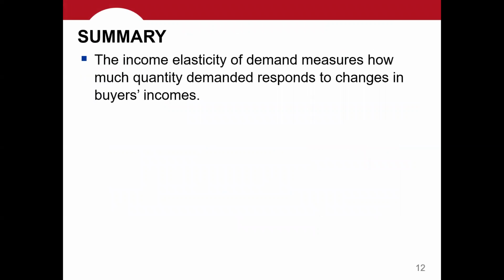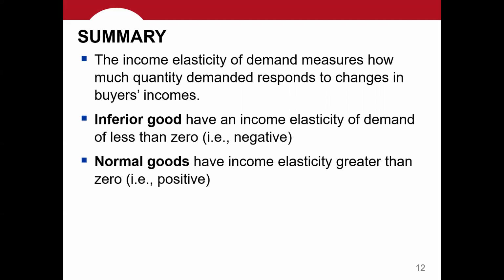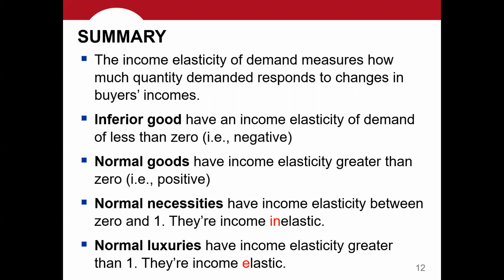So in summary, income elasticity of demand measures how much quantity demanded changes in response to a change in buyers' income. Inferior goods have got negative elasticities because if income goes up, then the quantity demanded goes down. Normal goods have got positive income elasticities. We can split the types of normal goods into 2. Normal necessities, which are income inelastic, where buyers don't change the amount they buy very much following income changes. In that case, the income elasticity of demand would be between 0 and 1. And then normal luxuries, where buyers are highly sensitive to income changes.